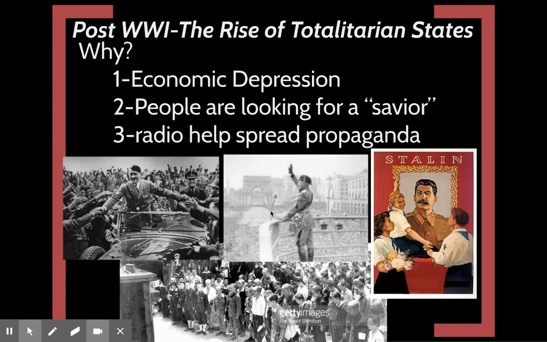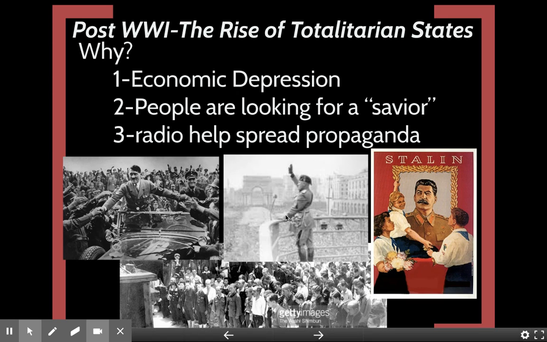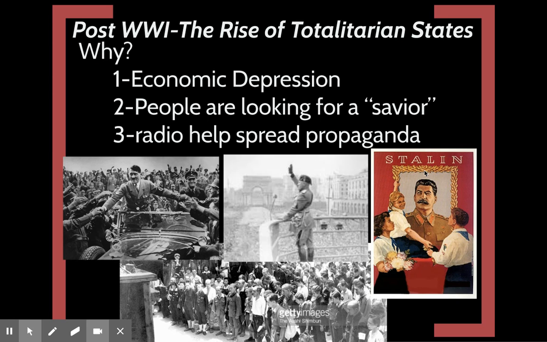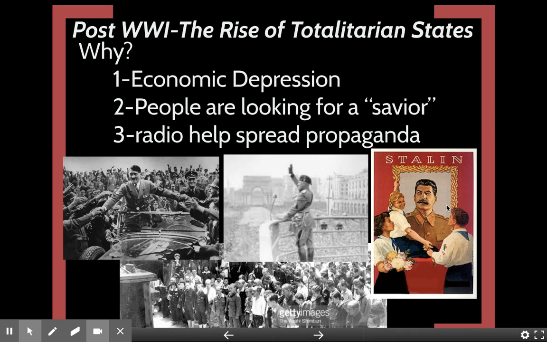So this is Germany, and this is Mussolini in Italy. These two are both fascist dictators. Basically, their people are allowed to keep their property, but they have a single leader and a single party. And then over here, this is the Soviet Union with Stalin. This is a communist model, but there's still a single leader with a single party.